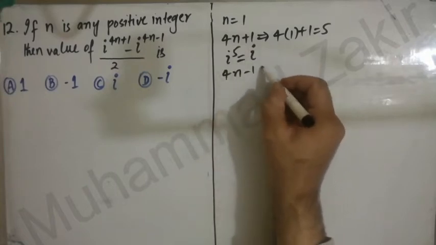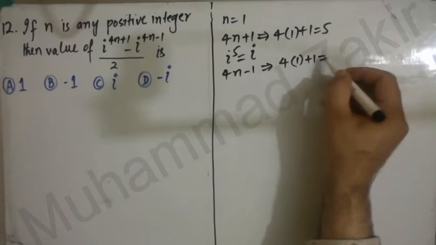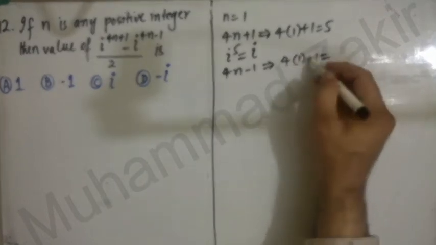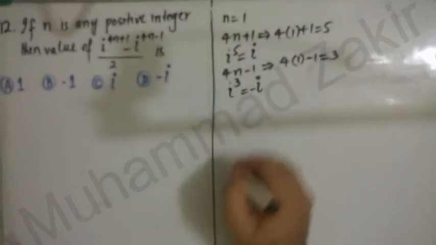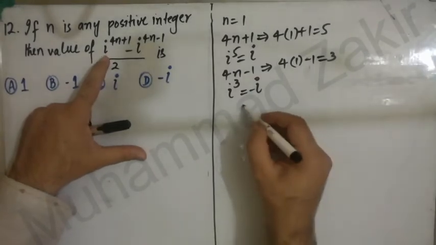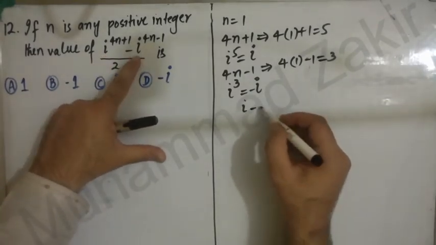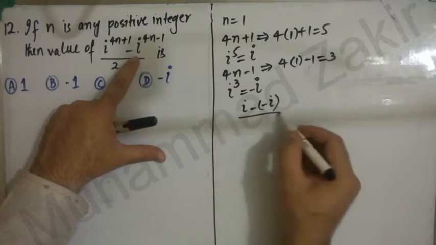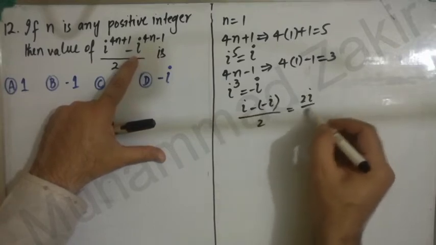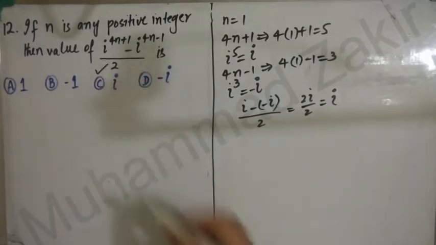For 4n - 1, if we substitute n = 1, we have the value 3. i^3 is equal to minus i. So this will become plus i minus, that is i^(4n-1) becomes minus i, divided by 2. It will be 2i by 2. So finally the answer is i, and i is the correct answer.